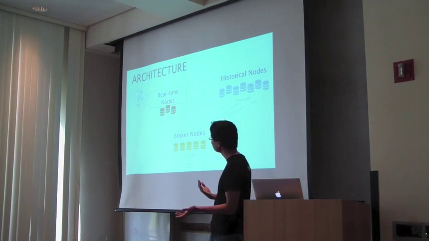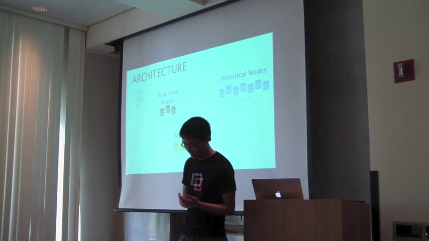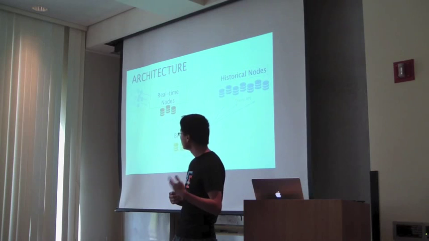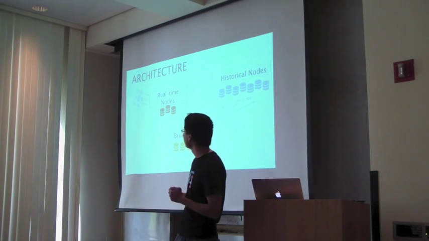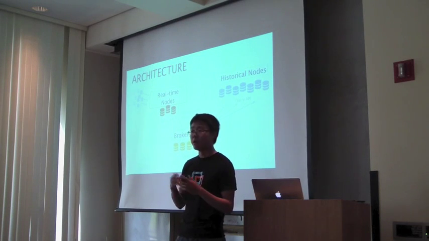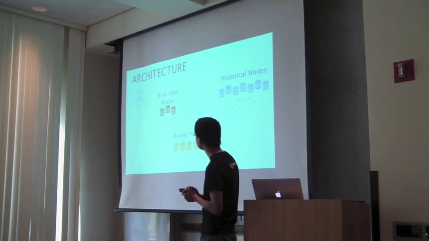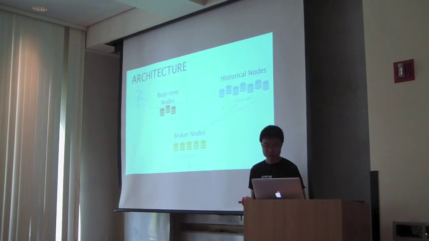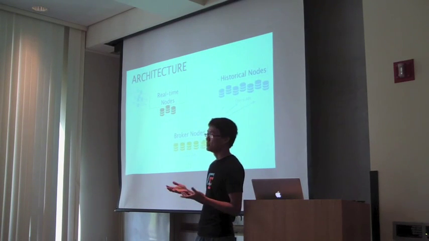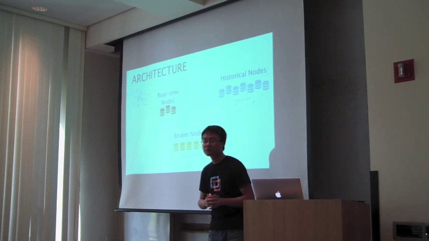Another class of nodes that we have are these real-time nodes. And real-time nodes are a little bit different in the sense that they do ingestion of data, as well as making that data available for querying. The data that real-time nodes deal with are a much smaller subset of a larger data source. So real-time nodes collect data, and then periodically they build immutable representations of that data, and then hand it off to the rest of the historical cluster.